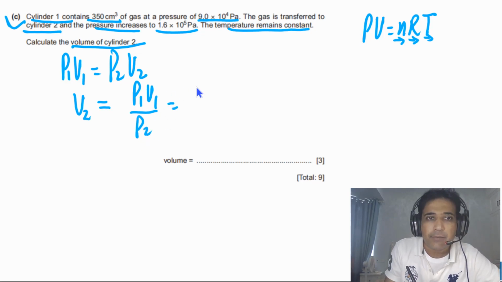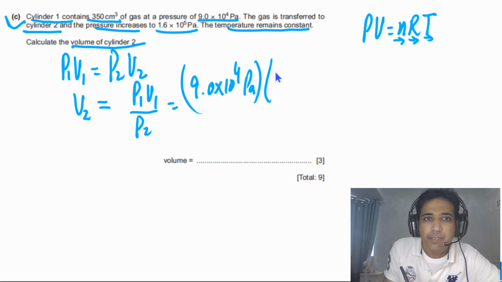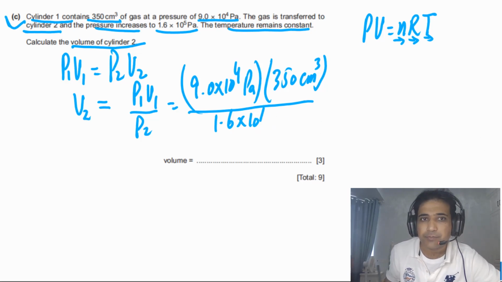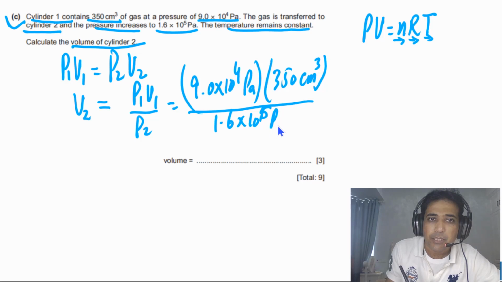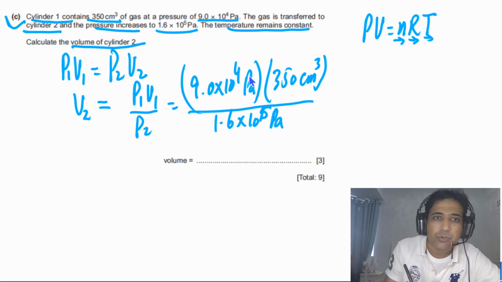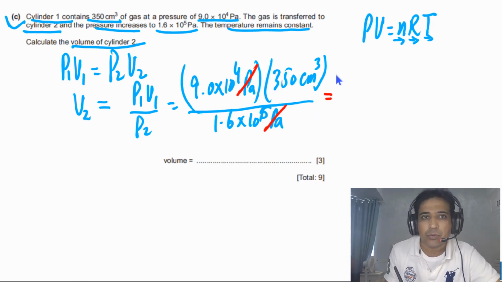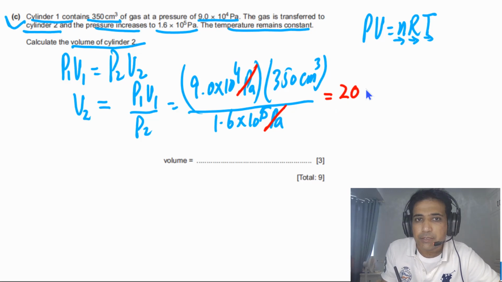The value of P1 we have, that is equal to 9.0 times 10 to 4 pascals. So this is in pascals. And we have the volume, that is 350 cubic centimeters. We have to divide by P2, that is 1.6 times 10 to 5 pascals. Now if you look at the units, we can cancel the pascals with this one, so we are left with cubic centimeters. If we solve this now, our final answer will be 200 cubic centimeters.